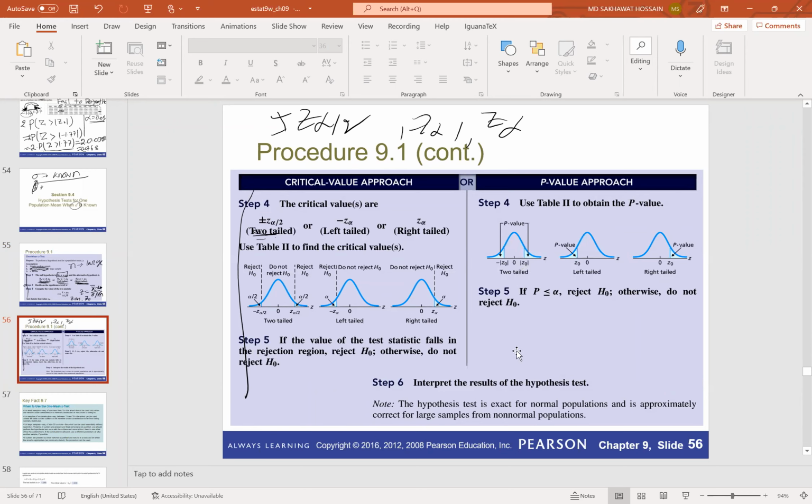And in step 5, for the critical value approach, you will compare the critical value and the test statistic. If the test statistic falls in the rejection region, you reject the null, otherwise fail to reject the null. For the p-value approach, you will compare the p-value with alpha. If the p-value is less than or equal to alpha, we'll reject the null hypothesis. Otherwise, we'll fail to reject the null hypothesis. And the last, very important step is to interpret the results of the hypothesis test. Finally, we'll interpret the results in the context of the question.